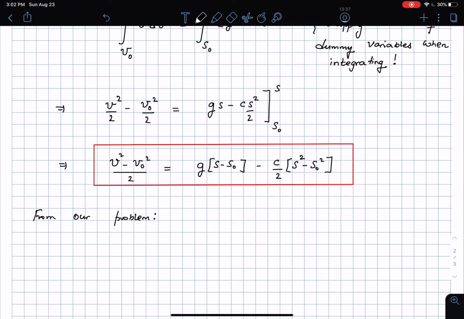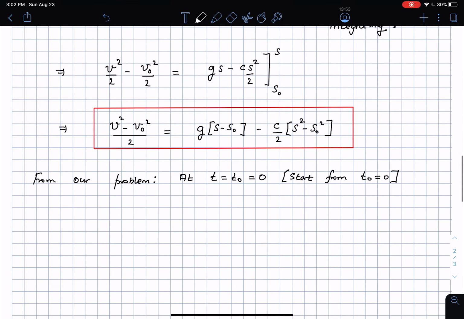So from our problem, what do I know? I know that at t is equal to t naught, which is equal to 0, let's say, so start from t naught is equal to 0. I'm just going to assume that, because nobody says anything about t naught. Then at t is equal to t naught, here is the information that I have. v at t naught is given to me as v naught. s at t naught, I'm just going to say this is 0. This is typically called s naught, but it's 0 because I don't have any displacement from the reference at the start.